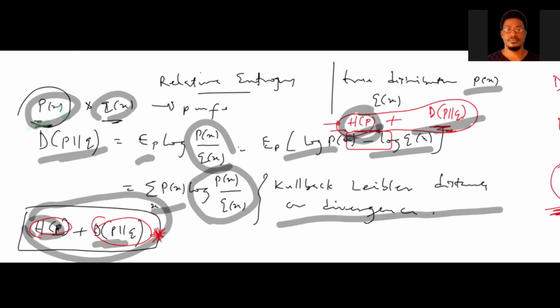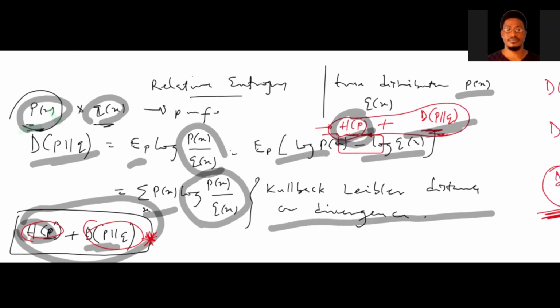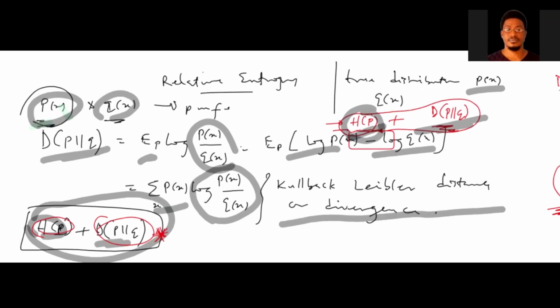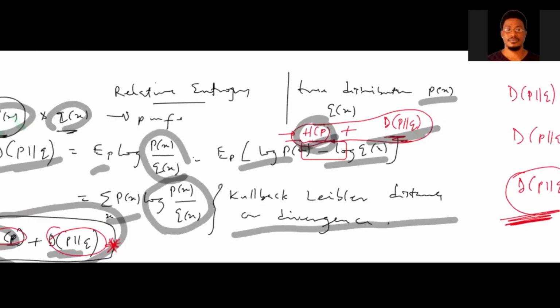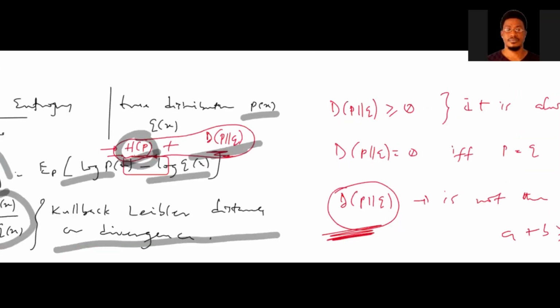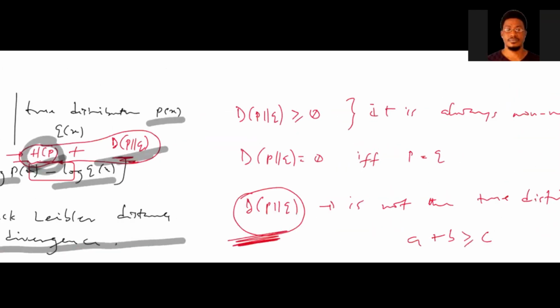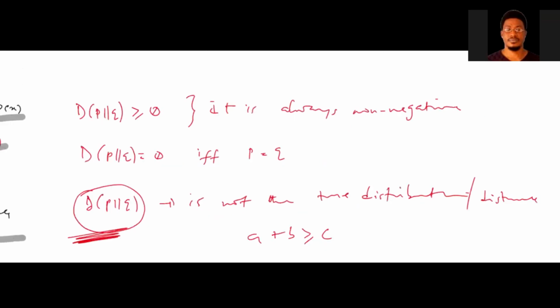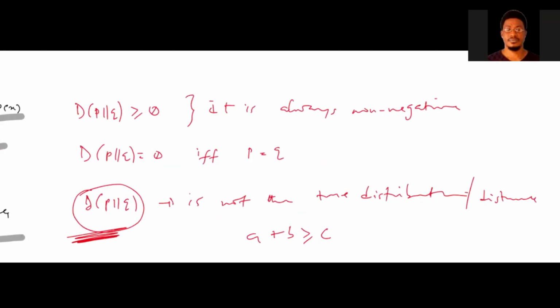Okay. So we now see that the relative entropy between the two probability mass functions must be greater than or equal to 0. So it means that it is always non-negative.